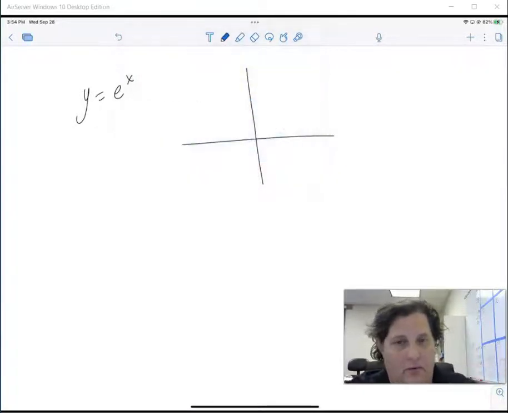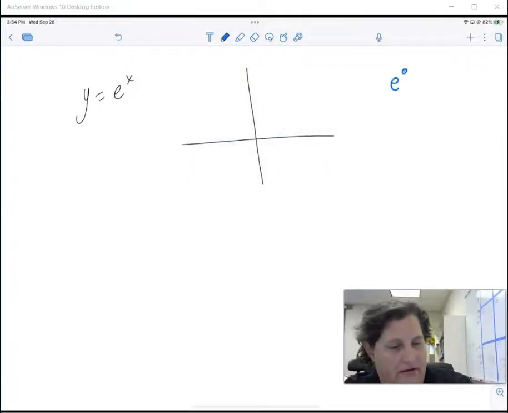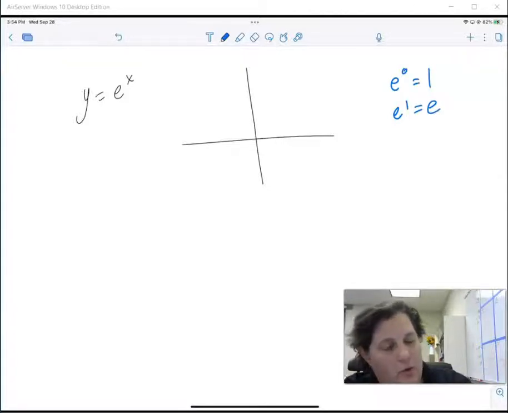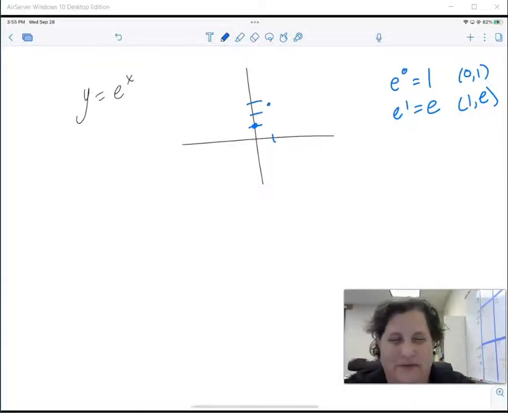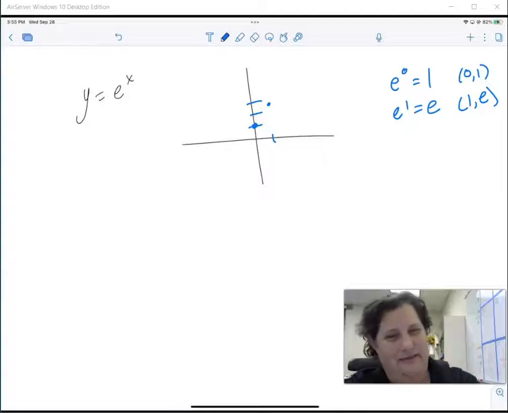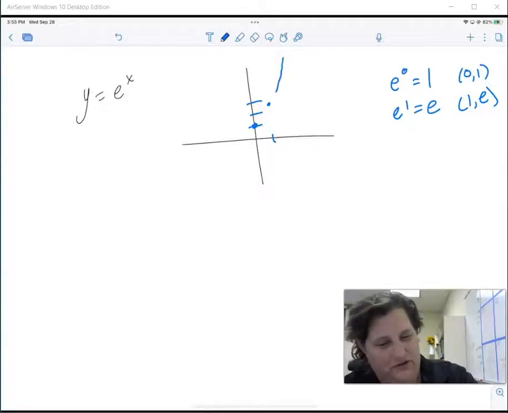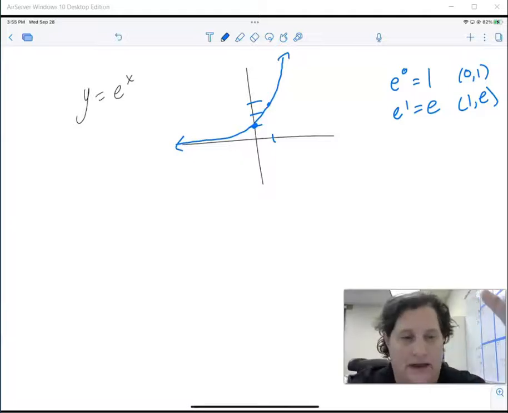There are 2 things that I want you to remember for e, and it's e to the 0 and e to the 1, okay? E to the 0, anything to the 0 is 1, and e to the 1 is e, which means that the points (0, 1) and (1, e) are on the graph, okay? Here's (0, 1). Here's (1, e). Remember, e is like 2.7 or something. And then, hopefully you remember the shape of it. Okay, this is one of those graphs we should probably know. It's an exponential, so that'll help you remember it.